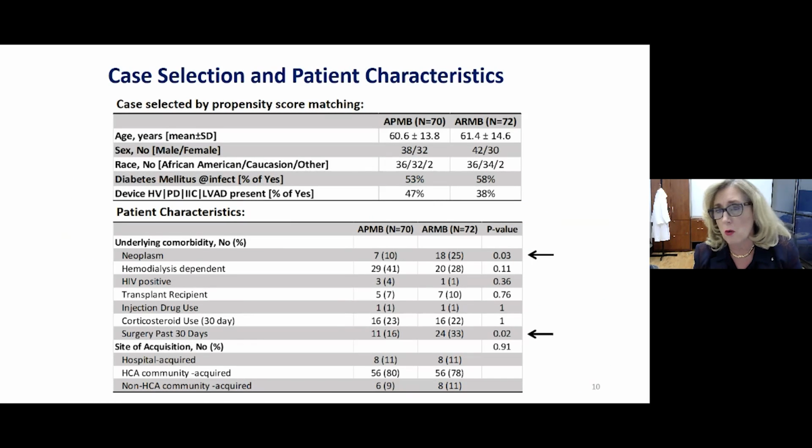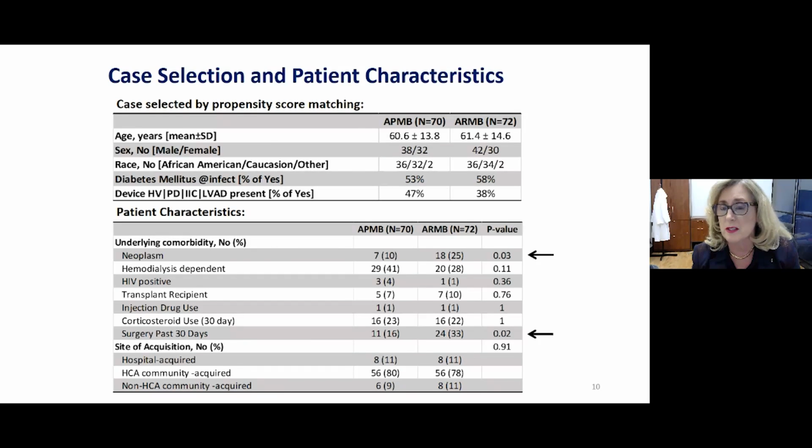So this is the cohort and their patient characteristics. Again, because we did propensity score matching, for certain characteristics the patients were well matched for their age, their sex, diabetes, and the type of device. So we didn't find any differences in the cohorts there. But if we then look at persistent infection, you can see that there were fewer cases of neoplasm in the persistent infection compared to the resolving. There were more cases of surgery in the resolving. These patients with infection were post-surgery 30 days, and there were more in the resolving group.